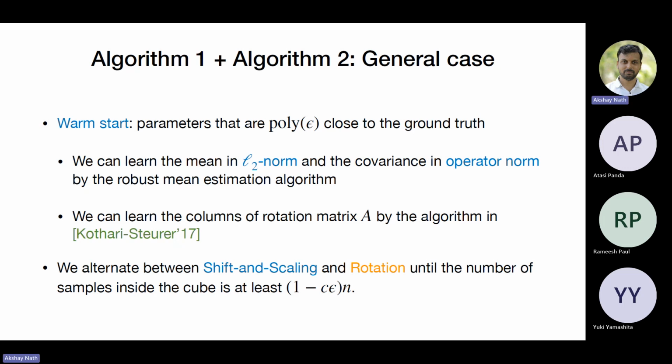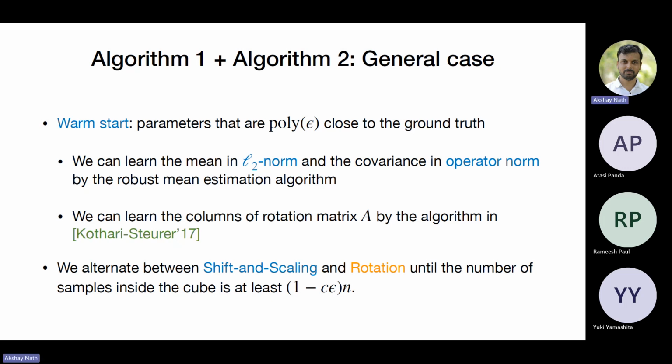The number of samples inside our cube should be at least 1 minus C epsilon n. If the cube has this number of points, that means the TV distance to the true cube is at most 3 epsilon. So we want to make sure that we have enough samples in our cube. And if not, we can improve it by our 2 algorithms, shift and scaling and rotation.